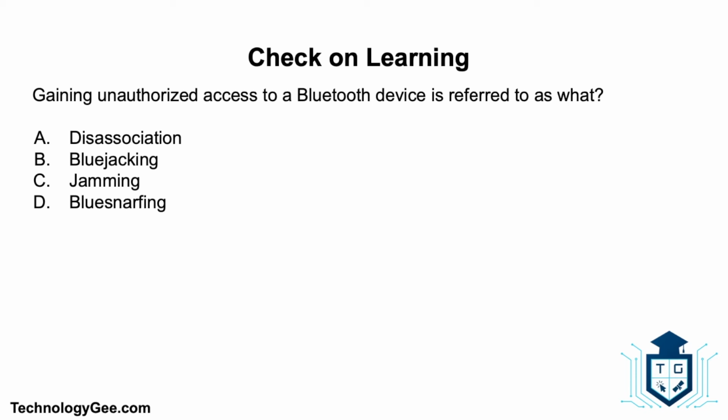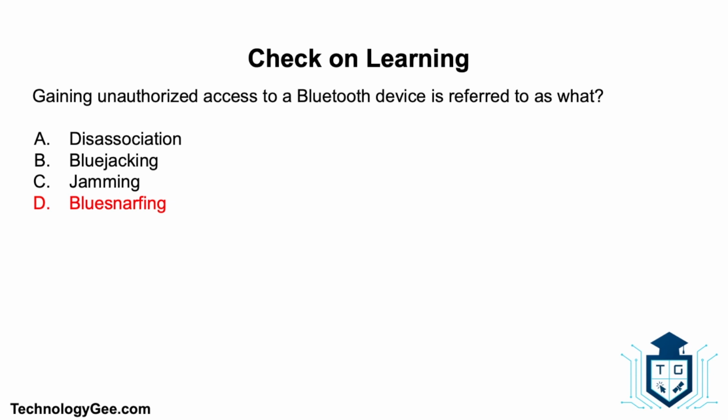So let's go ahead and get to some of this wonderful check on learning. So first question is, gaining unauthorized access to a Bluetooth device is referred to as what? Would this be disassociation, bluejacking, jamming, or bluesnarfing? So an unauthorized access to a Bluetooth device, this is known as what? And the correct answer is, this will be known as bluesnarfing.